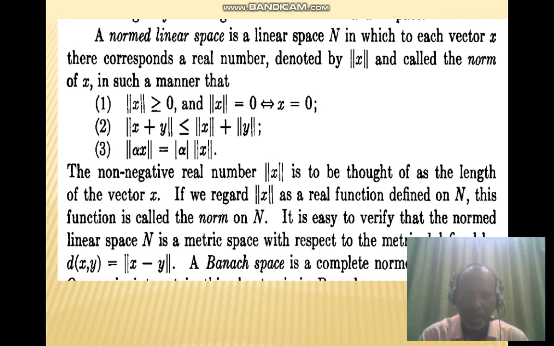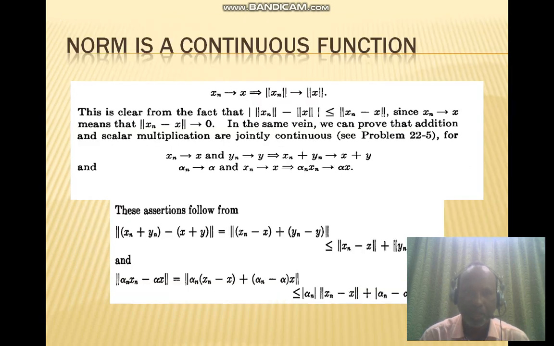We write the norm of x in this symbol, and this is regarded as the length of the vector x. This function can be regarded as a metric if we define the metric d to be equal to norm of x minus y. Afterwards we can say a Banach space is nothing but a complete normed linear space. Now we shall see two simple properties of this particular norm.